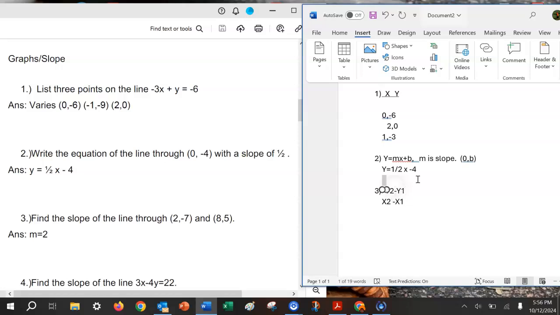So I'm going to do a quick one of these, so it gives us a fraction. All that means is the second y minus the first y, divided by the second x minus the first x. So the second y is 5 minus, and the first y is negative 7.